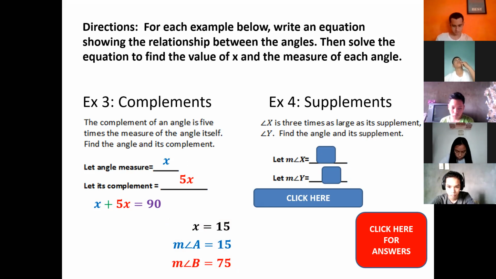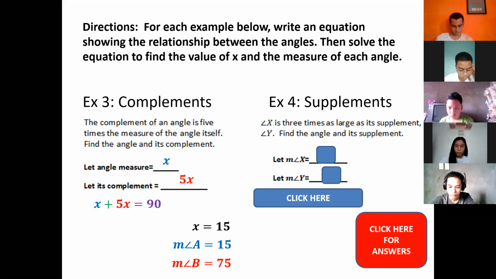Easy, easy peasy. Let's proceed with example number 4. Angle x and angle y. Angle x is 3 times as large as its supplement. Angle y is the supplement of angle x, and angle x is 3 times as large as angle y.